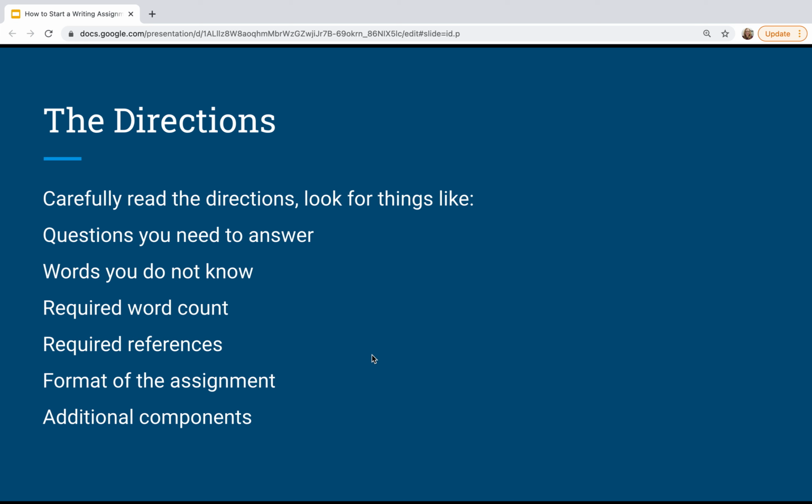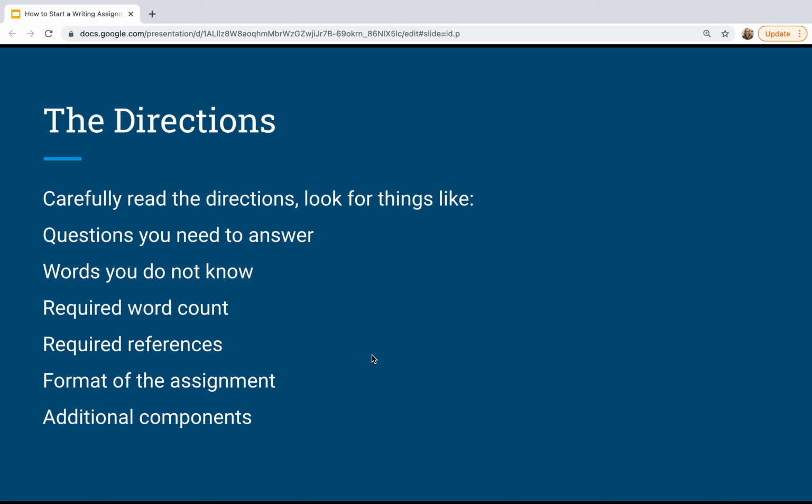And then look to see if there are any additional components required. Is there some sort of presentation involved with this paper, or do you need to do a visual? Make sure that you understand all the parts of the requirements of the assignment before you start. It should take you between 15 to 30 minutes to really read and understand the directions for a writing assignment.